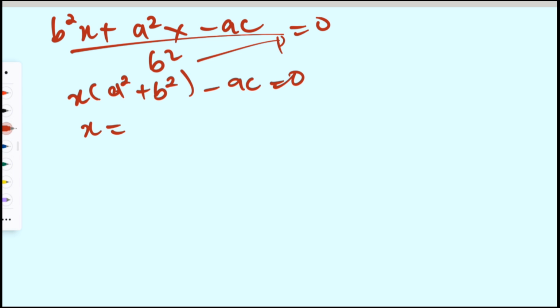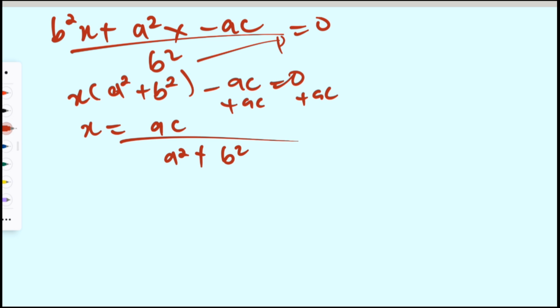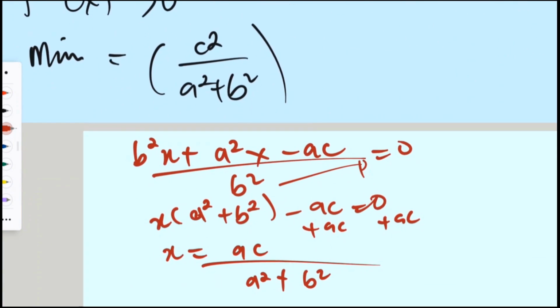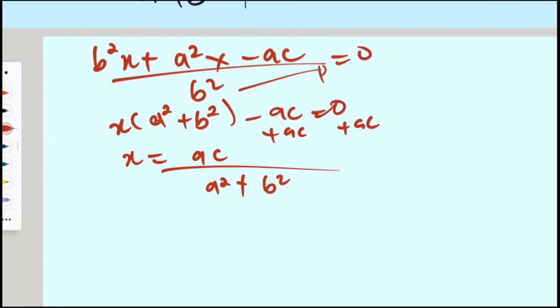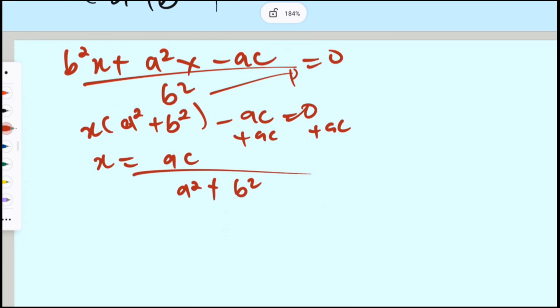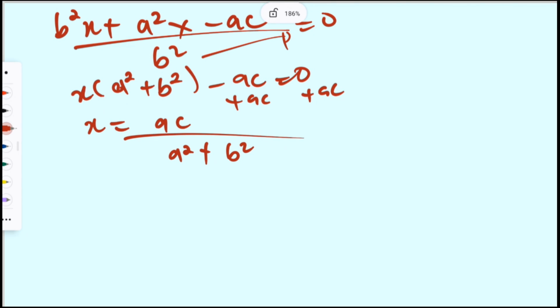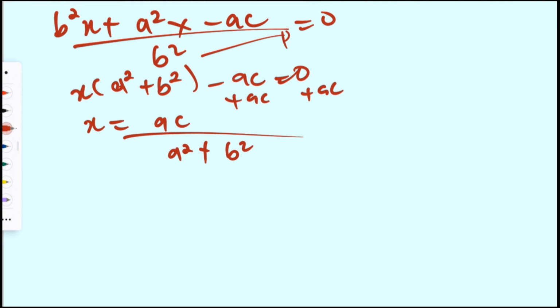So x can be equal to, I'm just going to add ac to both sides, ac over a squared plus b squared. And you're probably thinking that is what we needed, the minimum, which is not. So let's keep going. This is just the x value. We also need the y value. Okay, now the y value at the minimum point can be gotten by substituting x back into the function.